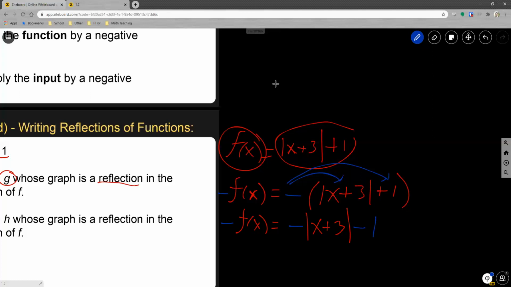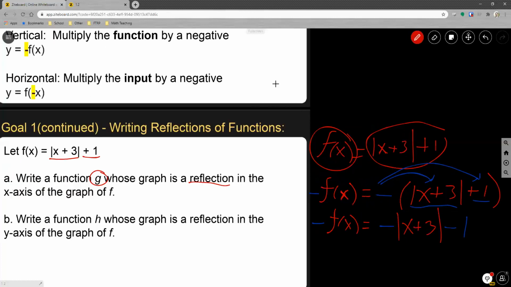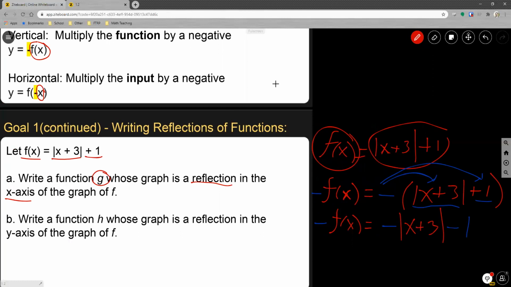So we have to be careful there. That negative sign is changing every part of the function. So it's changing the first part of the expression, the absolute value, and the second part of the expression, the +1. And now we've reflected across the vertical, or reflected vertically across the x-axis.